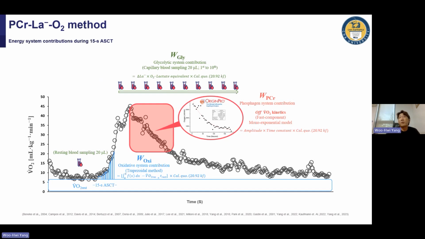Phosphagen contribution was calculated considering VO2 and the fast component of excess post-exercise oxygen consumption after the 15-second sprint test using the mono exponential model. Actually, the off VO2 kinetics after the 15-second sprint was fitted by mono and bi-exponential models. However, the slow component of the bi-exponential model was negligible. So we used a mono exponential model.